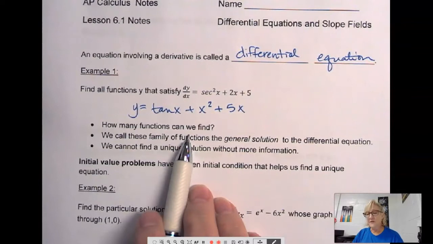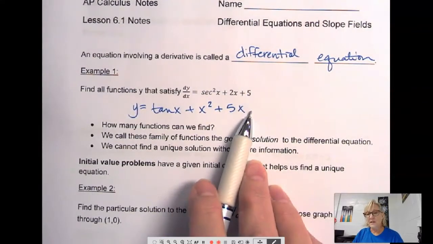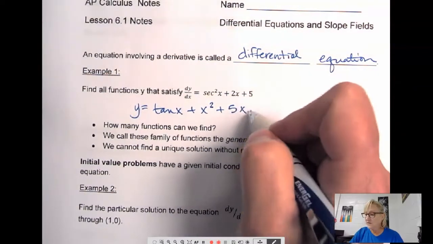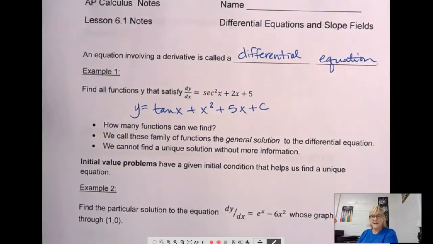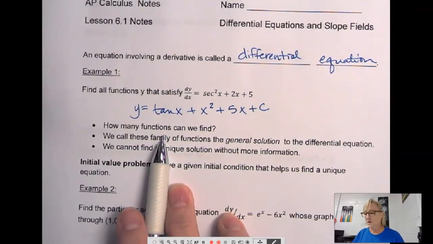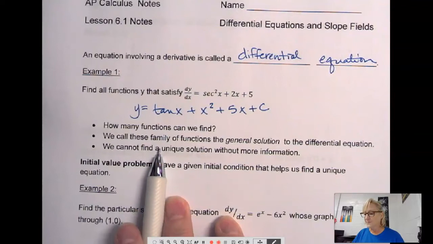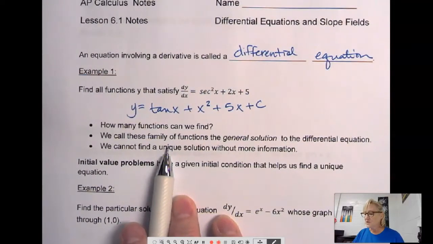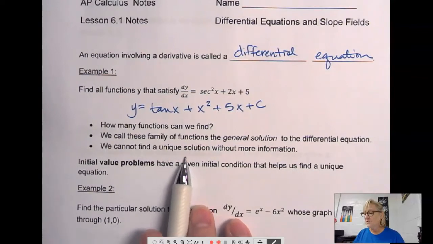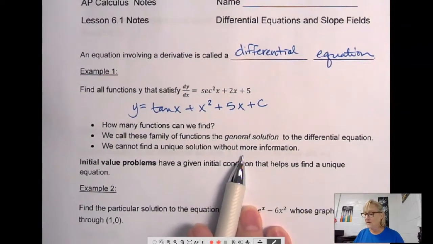Okay, so how many functions can we find? Well, if this is all the information that we have, that this is the derivative, then there could have been some constant, and that's why we put that plus c at the end. There's an infinite number of constants that could be c, so there are technically an infinite number of functions that we could find here. So we call this family of functions the general solution to the differential equation. We cannot find a unique solution without more information.